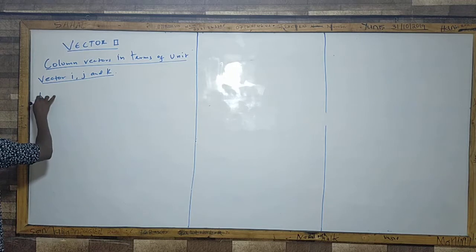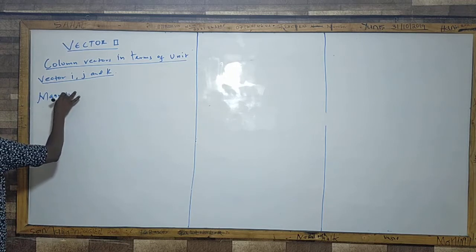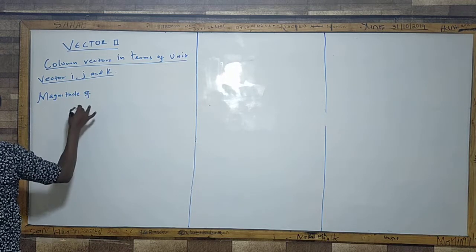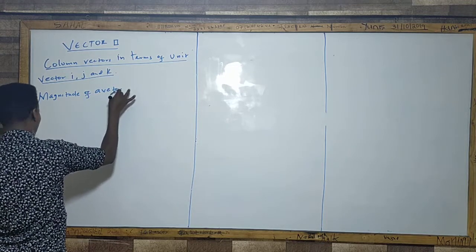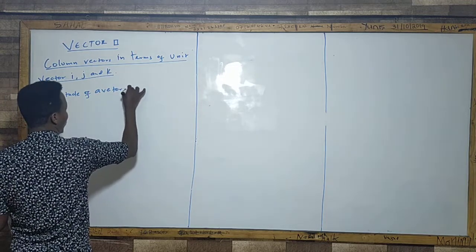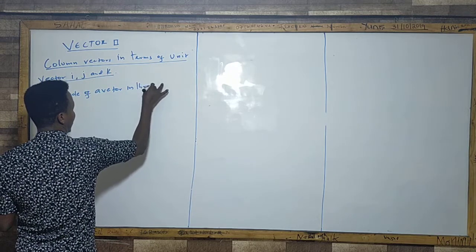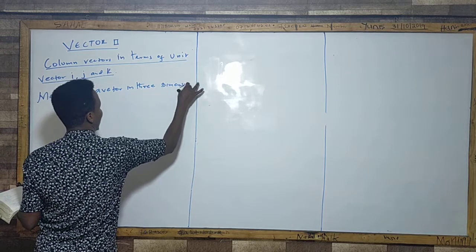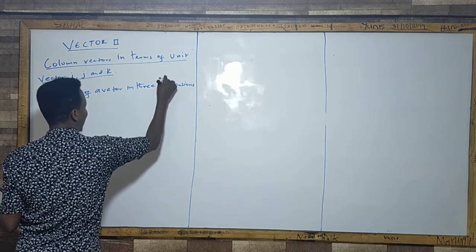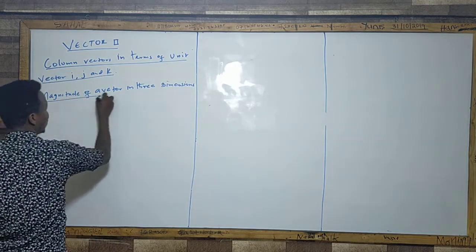Okay? Now, the next concept we're going to discuss about this vector quantity is the magnitude. Magnitude of a vector in 3 dimensions, okay? This is what we're going to discuss.